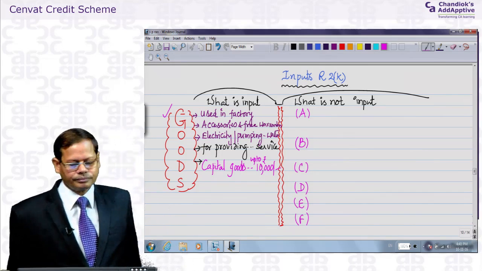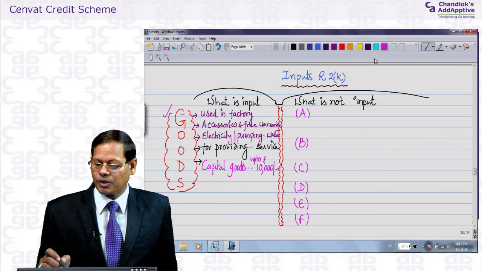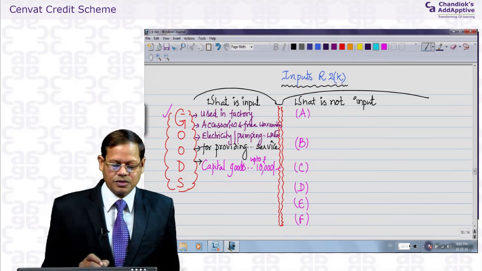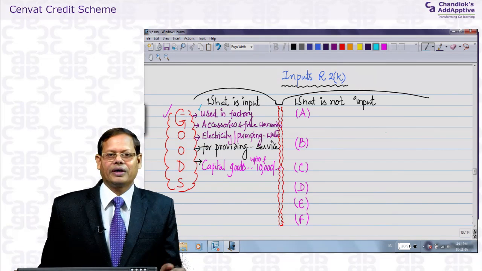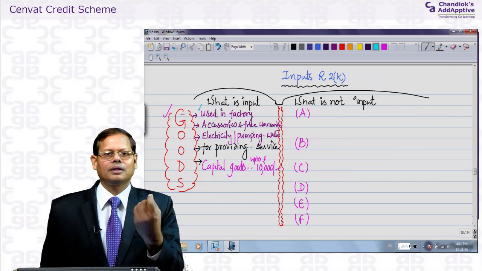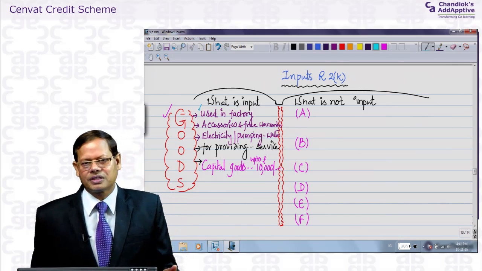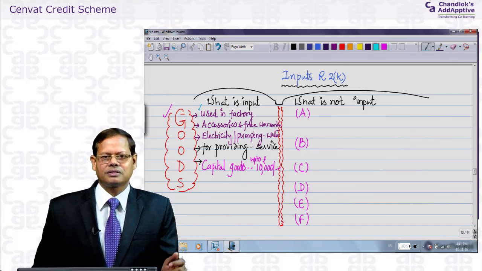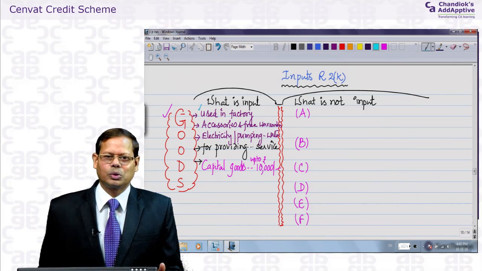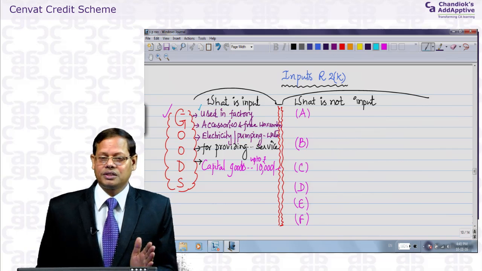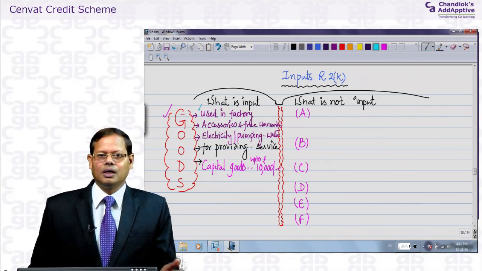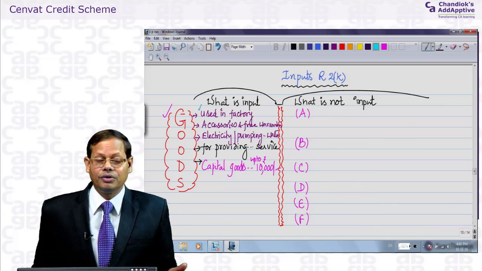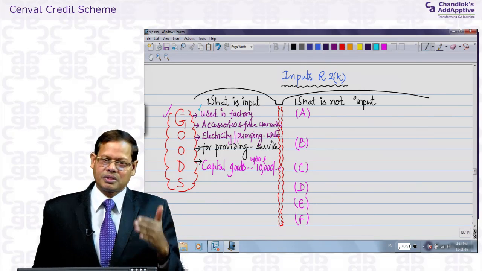See the first one, goods used in the factory, all goods used in the factory. So, goods which are used in the factory are inputs. See how free and simple this definition is. Anything used in the factory, that is goods. Of course, this is subject to disqualifications. You have to check up with the disqualifications also. For example, A, B, C, D, E, F, they have given certain disqualifications, which goods cannot be inputs for the purpose of this CENVAT credit.